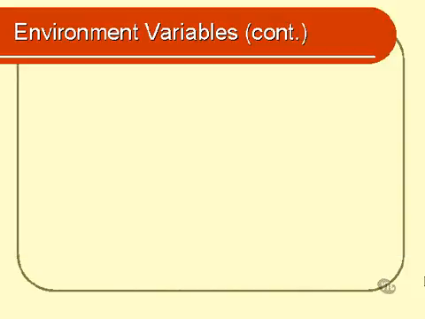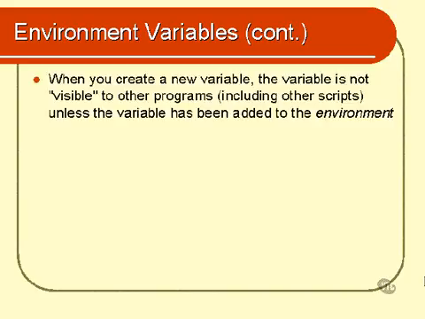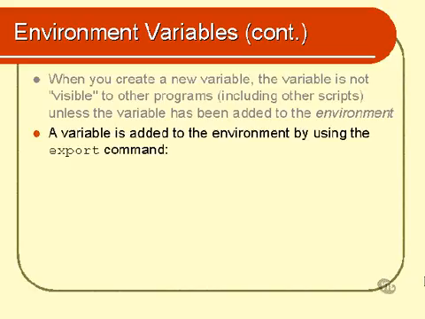Let's now take a word about creating new variables and adding them to the existing environment, which is possible to do. If you create a new variable, that variable will not be available or visible to other programs, including any other shell scripts that you may write, unless you add that variable to the environment. Now there's a very particular way of doing that. You add it to the environment using the export command as follows. You can say month equals January or any value like that, and then you simply say export month.